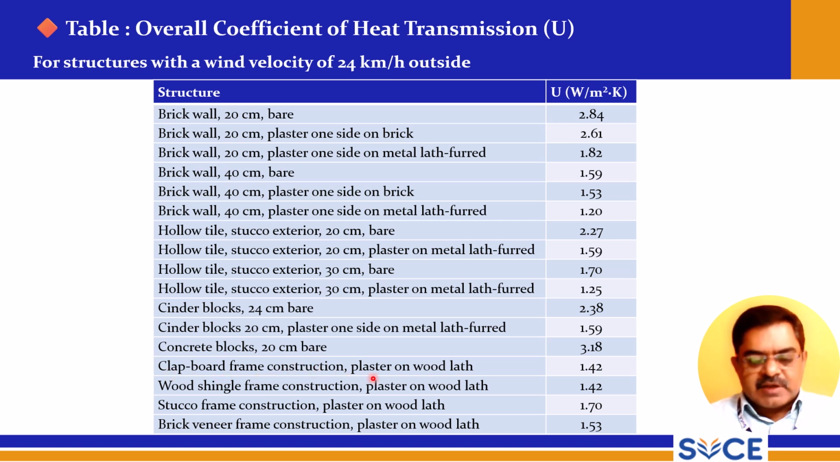clapboard frame construction, plaster on wood lath, and wood shingle frame construction, plaster on wood lath, and stucco frame construction, plaster on wood lath, and brick veneer frame construction, plaster on wood lath. So these are all the different structures we can have in practice. And in India, in most places we will be having brick walls with plaster on both sides, or in a few cases plaster on one side.